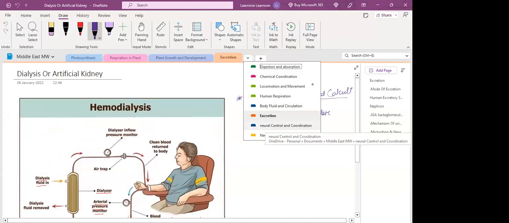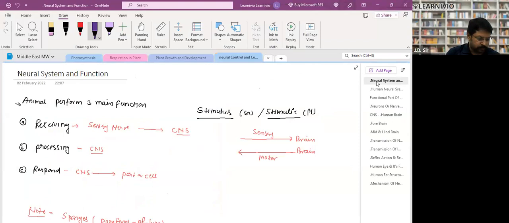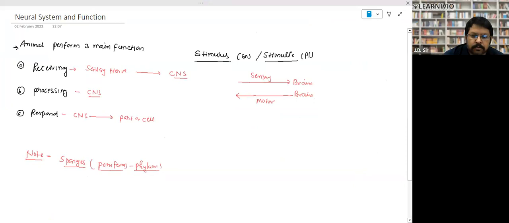I think next is neural control and coordination. Next chapter is, okay, come to the neural system and its function, or neural control and coordination.